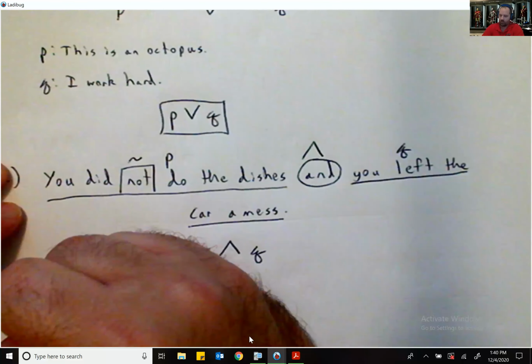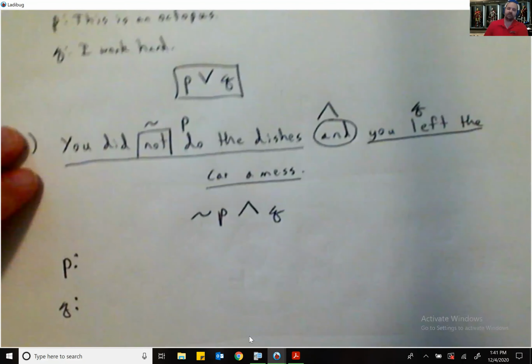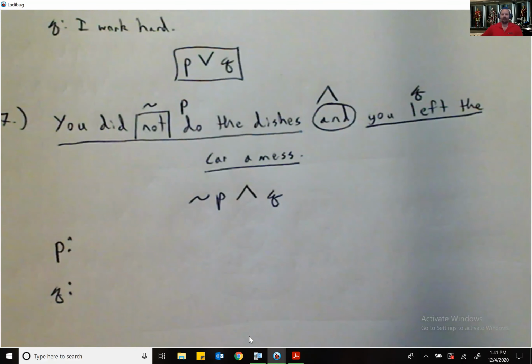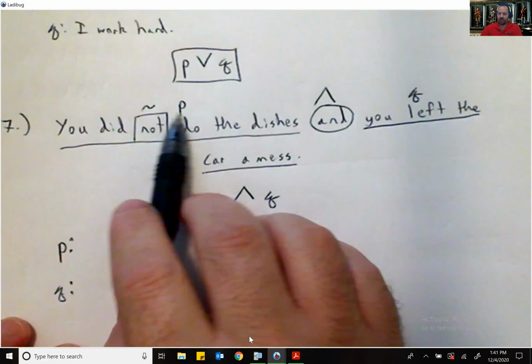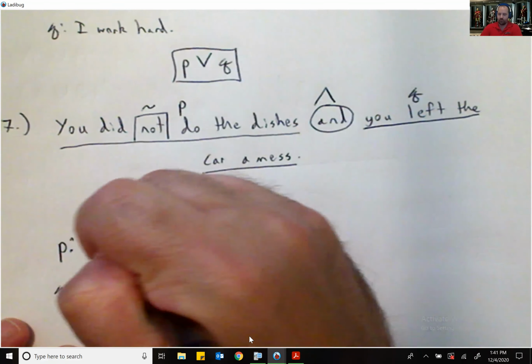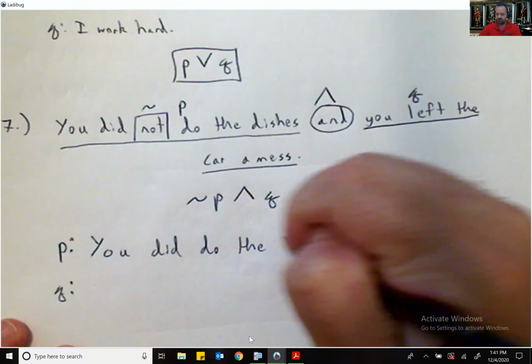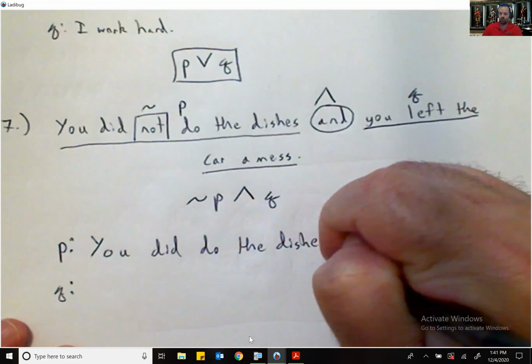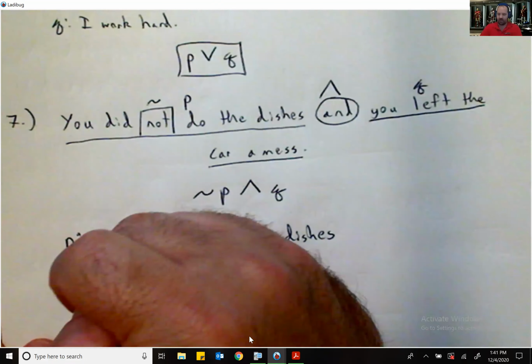Now, the other thing they want to know is what are the real P and Q statements? What's the real P statement? Not whether it's true or false. I want to know actually what the statement is. That you did do the dishes. Yes. Take out the word not, because this means negated statement. And the real P statement is you did do the dishes. What's the real Q statement? You left the car a mess, the way it is.